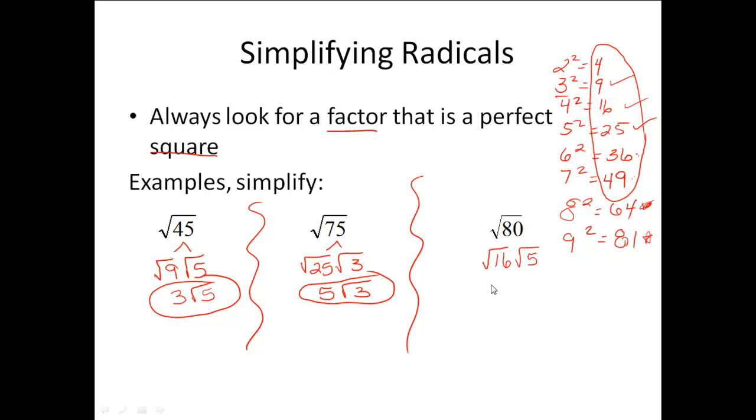Now, when I break the square root of 16 down, I get 4 square roots of 5. And then to check, you could type in the square root of 80 and then 4 times the square root of 5 and see if it works out.